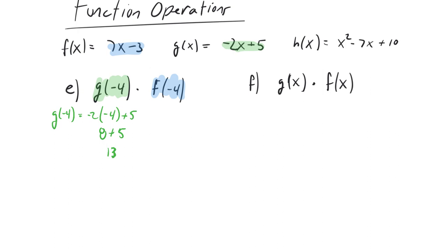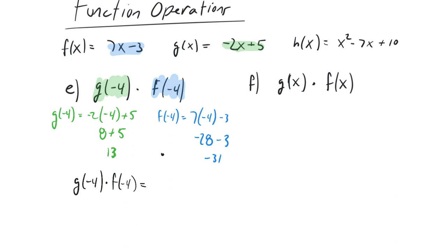And then f of negative 4. 7 times negative 4 minus 3. So 7 times negative 4 is negative 28. Negative 28 minus 3 is negative 31. Then it wants us to multiply those. So g of negative 4 times f of negative 4. 13 times 31. That's 403. So it's negative 403.